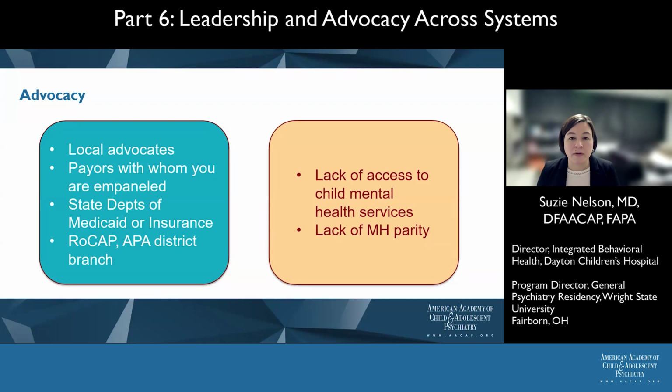You may have influence at the level of state departments of Medicaid or insurance. And if you find that those areas of influence are not completely obvious to you today, or you have a few and you're trying to figure out how you might get started, I would encourage you to reach out to your ROCAP or your APA district branch so that you can identify other people with these shared goals of meeting the need of lack of access to child mental health services through collaborative and integrated care.